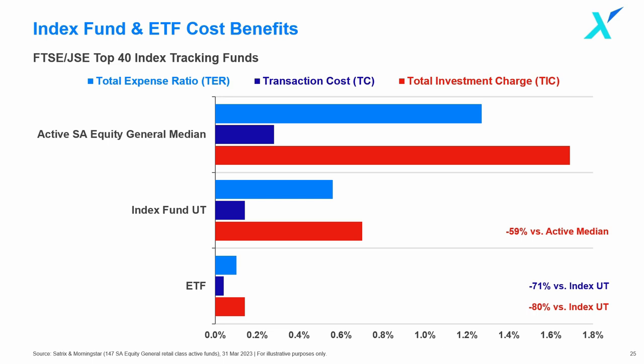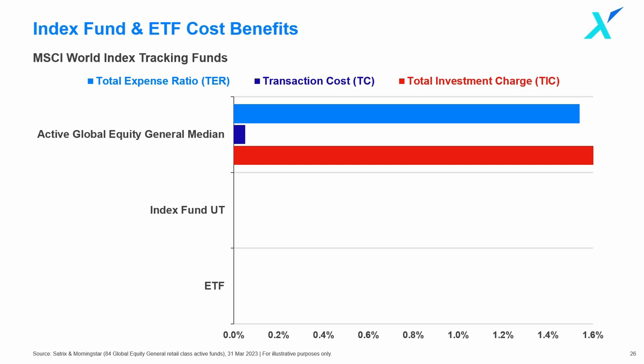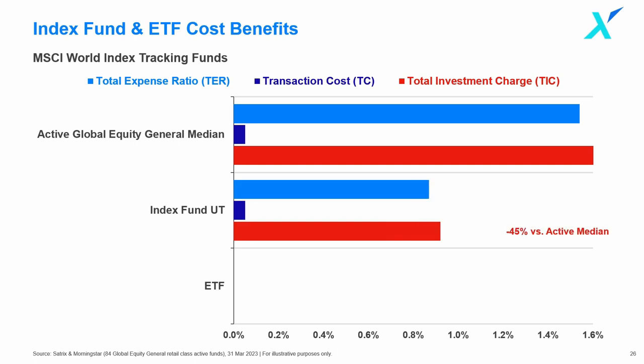You'll also see that the transaction costs are 71% lower than the transaction costs on our unit trust tracking the same index, simply because of the way flows are dealt with. And we see actually a very similar picture. I'm not going to go through it all now, just in the interest of time.